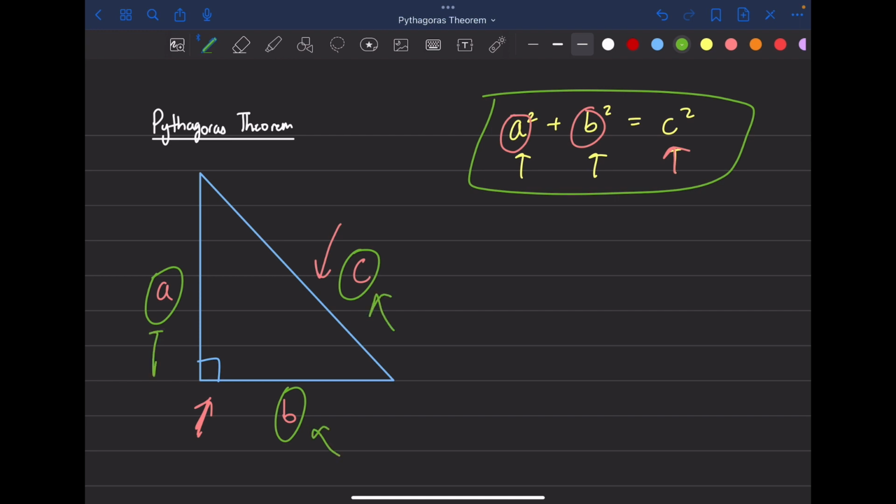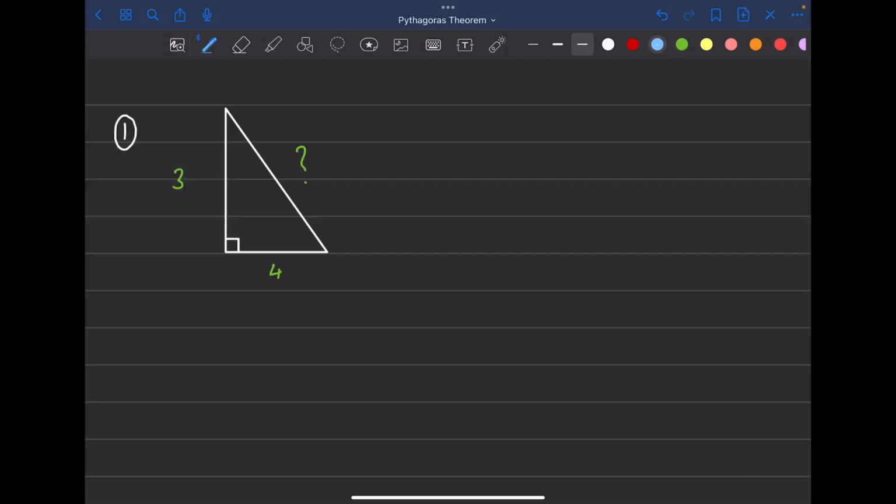And yeah, let's actually move to a few questions that use this theorem to solve for a missing side. Okay, question number 1. Here we have two sides. This side on the left is 3 units long, and then this side on the bottom is 4 units long. And I guess this is a question mark because we are trying to find how long this side is.